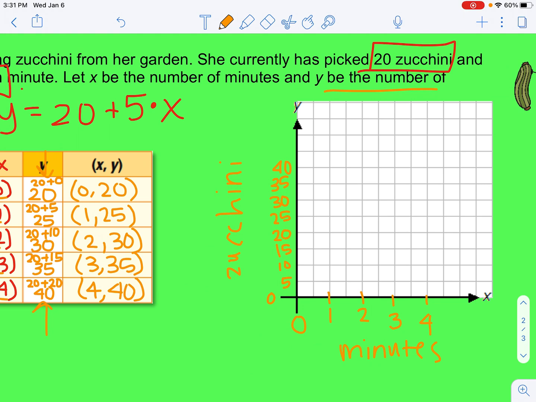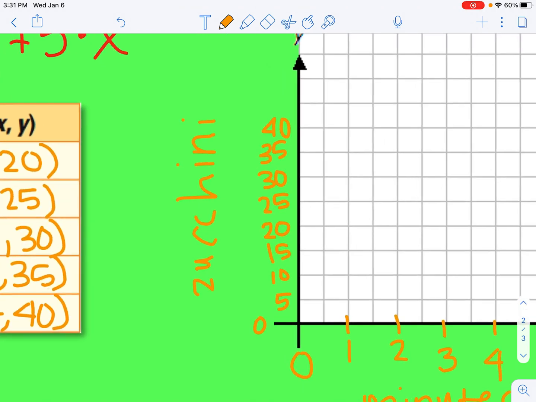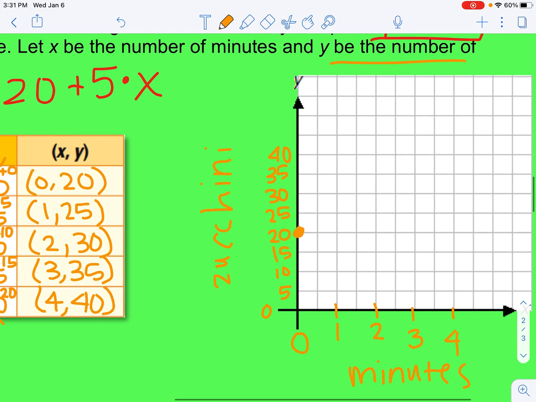Alright, so our first one was 0, 20. At 0, we go up 20. Alright, our second one was 1, 25. So at 1 minute, going up 25. Okay, our next one was 2, 30, at 2 minutes, going up to 30. Our third one was 3, 35, at 3 minutes, we're going all the way up to 35. And lastly, 4, 40. You can probably already see a pattern because it forms a straight line.